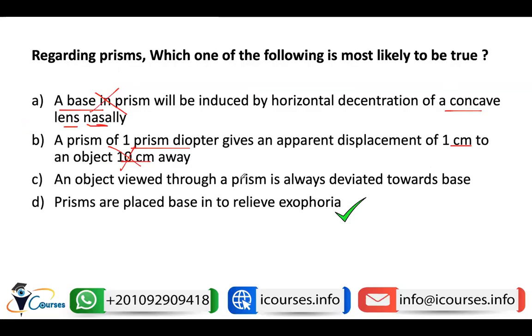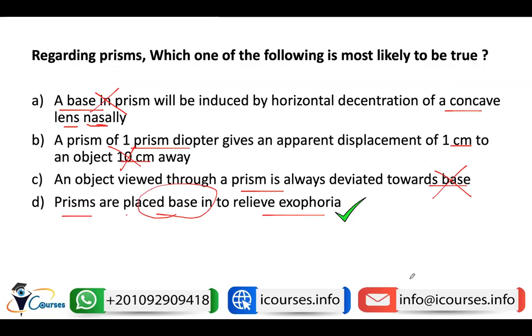An object viewed through the prism is always deviated toward the base. We mentioned before that the light rays are deviated toward the base, but the image and the eye are deviated toward the apex. So when you are seeing an object through the prism, you will see the image deviated toward the apex. A prism is placed base in to relieve exophoria.